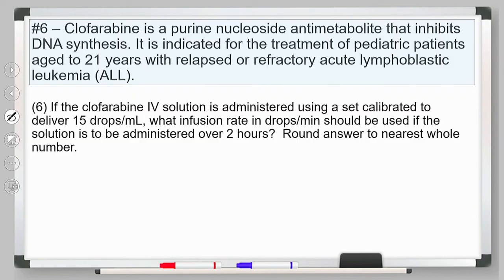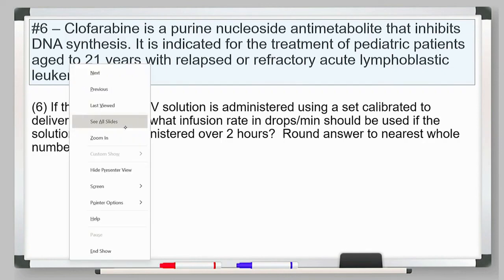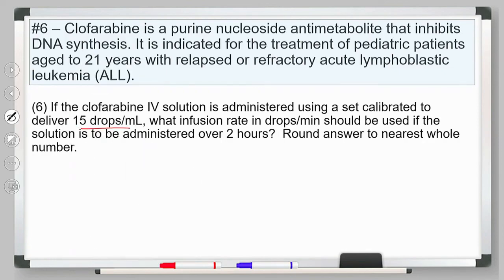So the last kind of question we typically ask is, again, a little bit about infusion. Now if the IV solution I'm using is going to have a set that has 15 drops per milliliter, what is the infusion rate in drops per minute if we're going to give my dose over 2 hours? So I know the time, 2 hours.